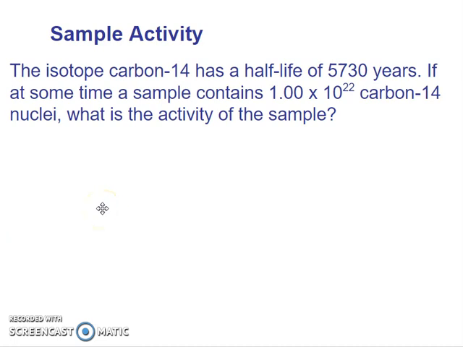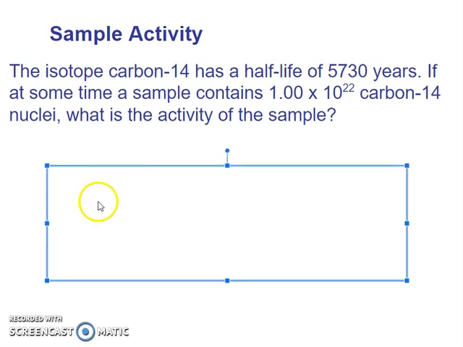I'm going to try to type the answers here, but it certainly isn't as smooth as following along with the textbook. So the isotope carbon-14 has a half-life of 5,730 years. If at some time a sample contains 1 × 10^22 carbon-14 nuclei, what is the activity of the sample? All right. So what we want to use here is that the activity equals the decay constant times our number of nuclei, which they gave to us.